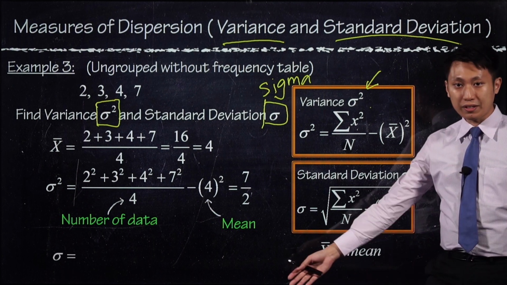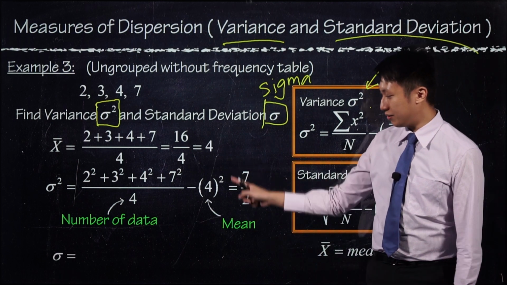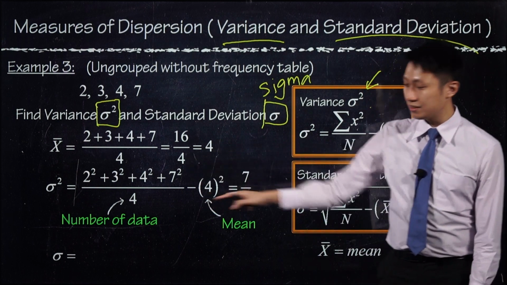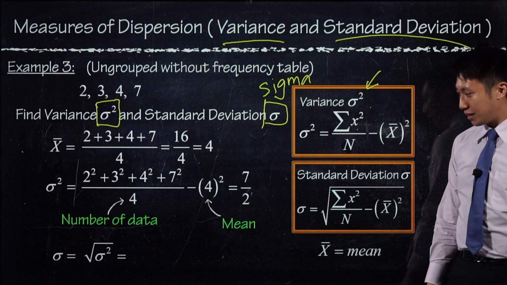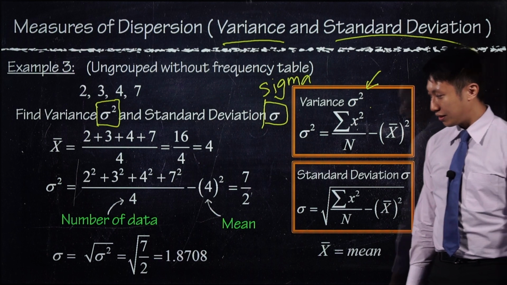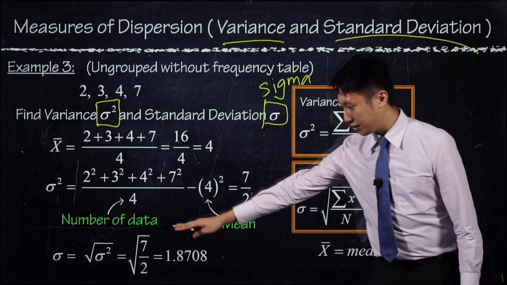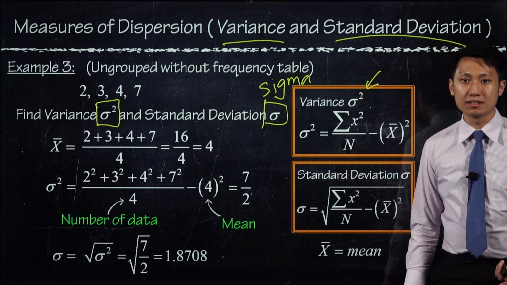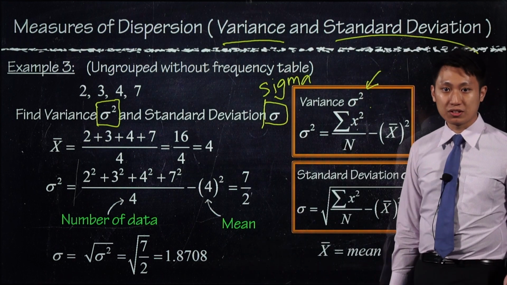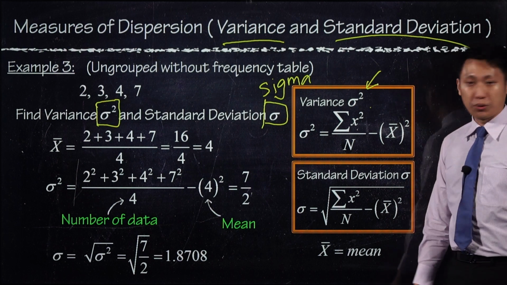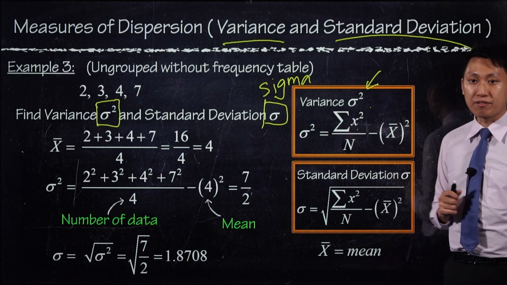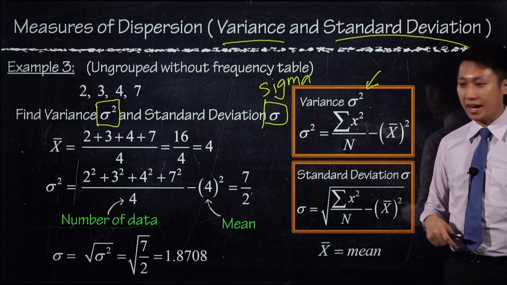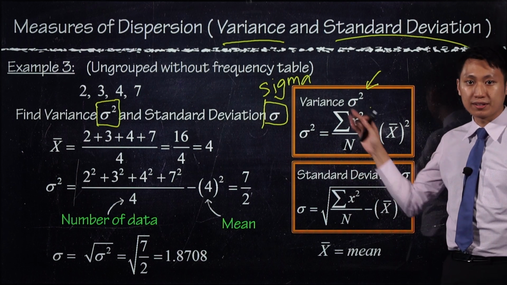If I want to find sigma, what do I do? I take a square root, then I'm done. That's sigma squared, this is sigma. So I get the square root of 7/2, and you may leave it this way or this way, depending on how many decimal places your examiner wants. No problem. This is the main formula for variance, and standard deviation is just the square root of this.